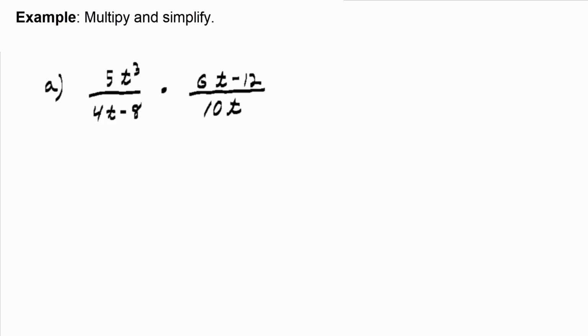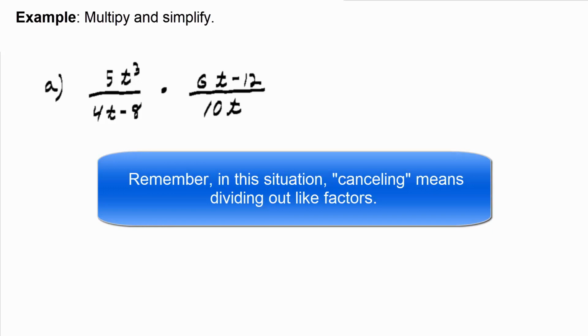So in this problem, we have 5t cubed over 4t minus 8. That's one rational expression. And we also have 6t minus 12 over 10t. That's another rational expression. We could multiply straight across and then cancel appropriately, right? But you could also cancel ahead of time and make your life easier.